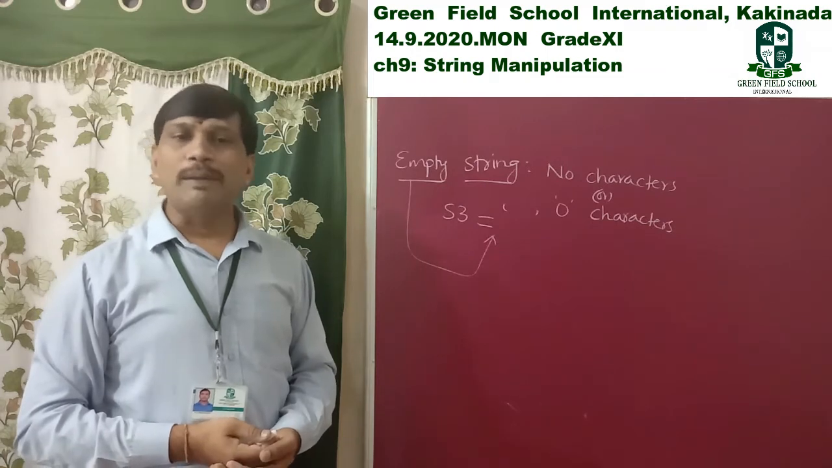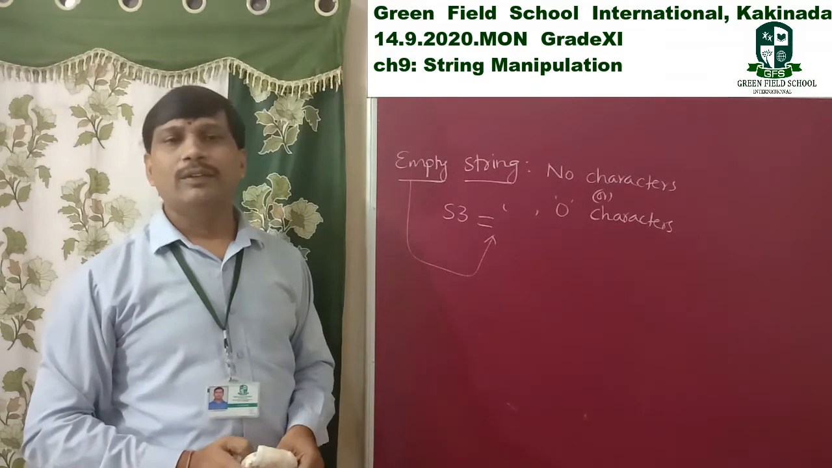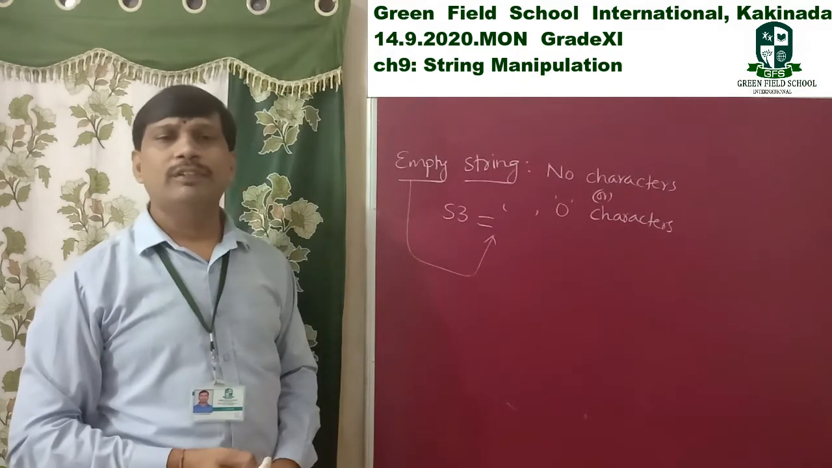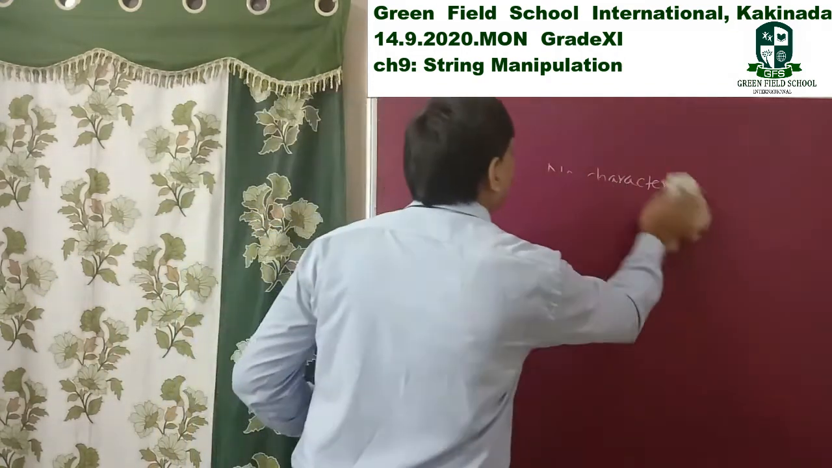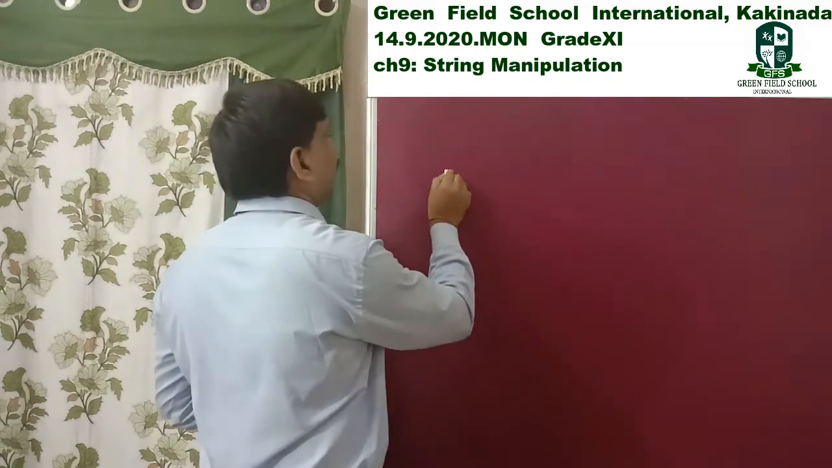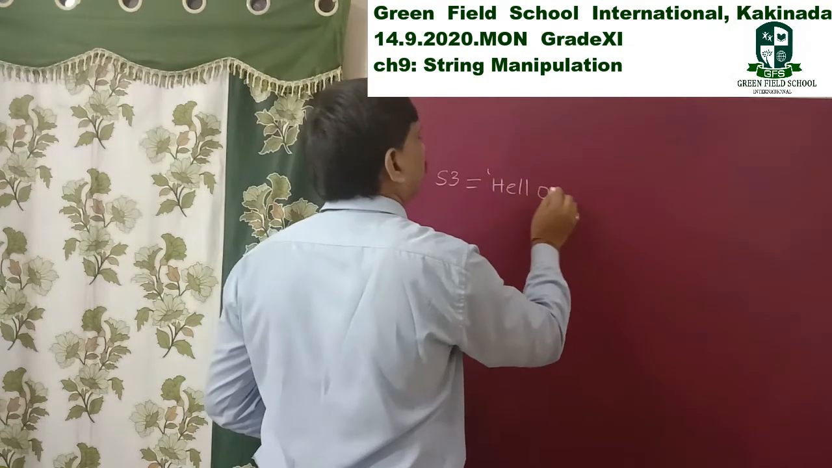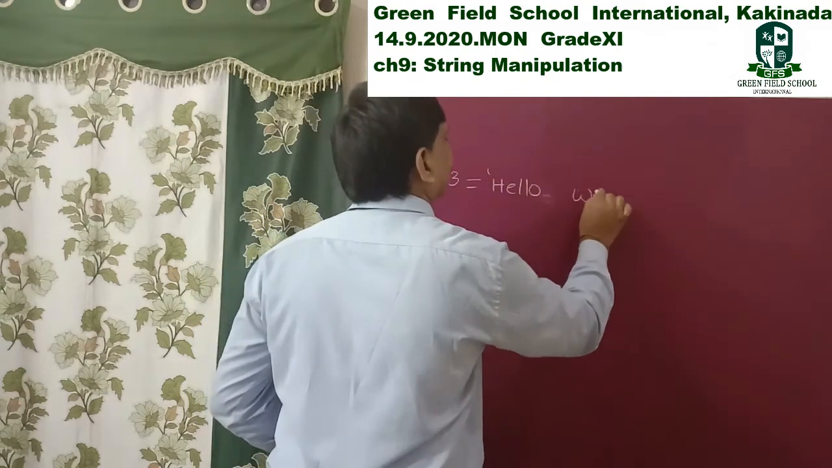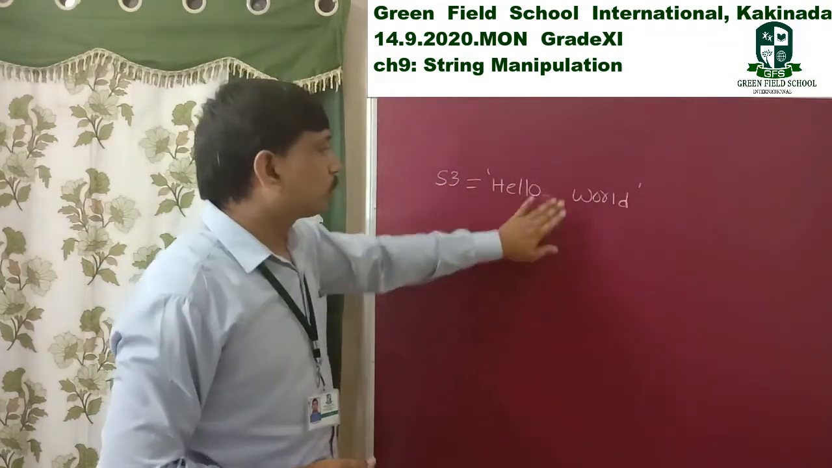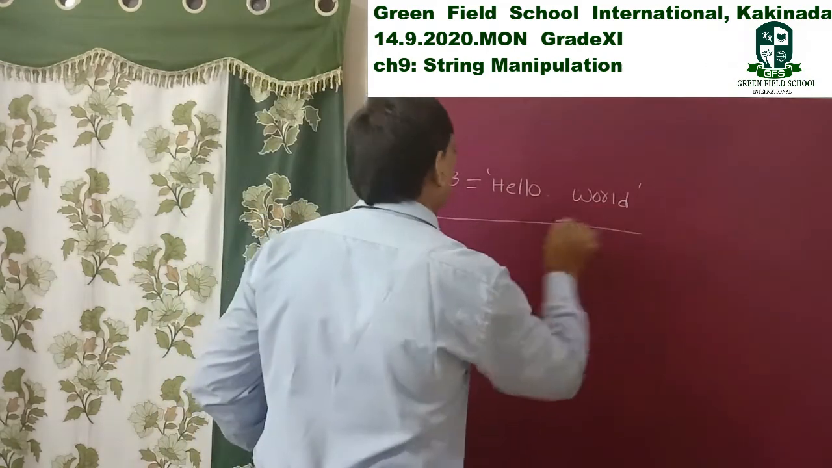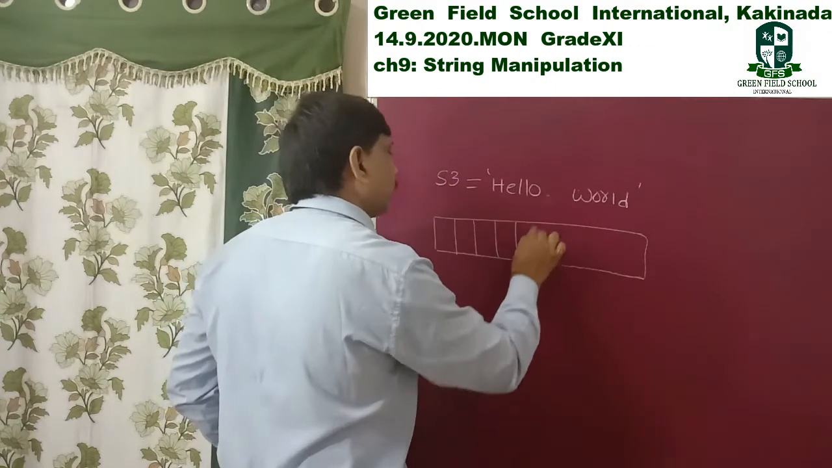Understood my point? So coming to how strings can be represented in memory. Each character has 1 byte of memory. Next, how to represent strings in memory. Suppose I take S3 is equal to hello world, either in single quotes or double quotes. See, I represent this in memory. Total how many characters are there? 11 characters.